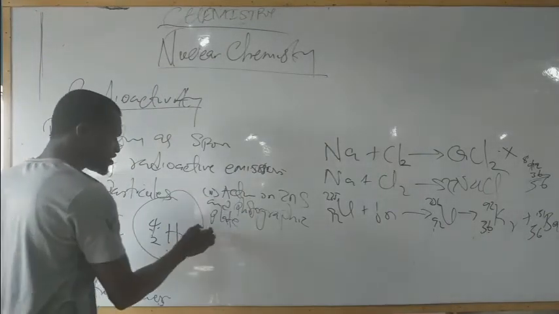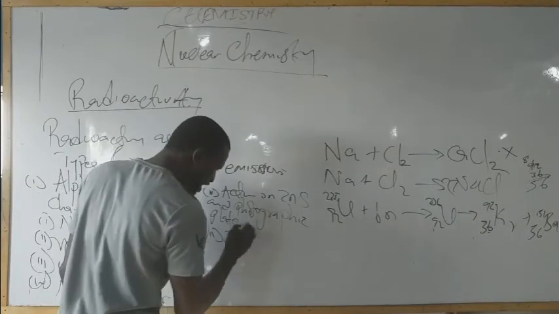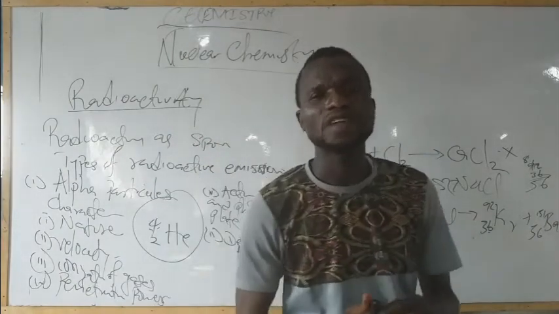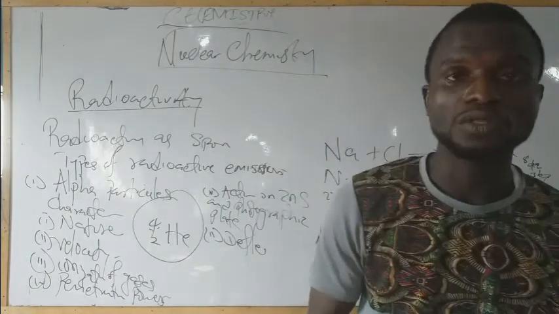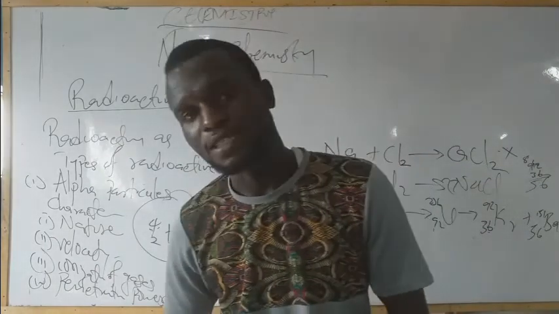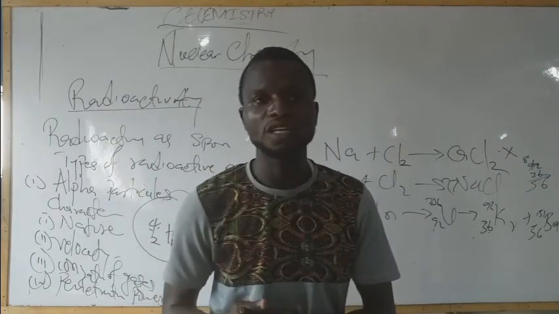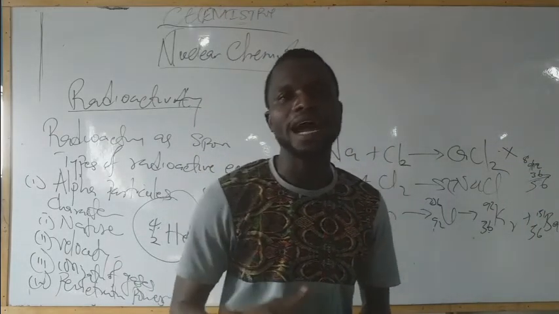Then the next one is deflection in an electromagnetic field. Alpha particles are deflected in an electromagnetic field. They are attracted to the negative plate of an electric field, indicative of the fact that they are positively charged.